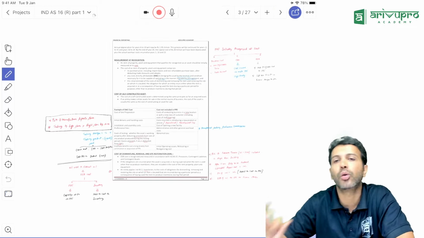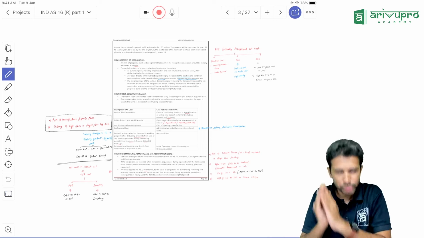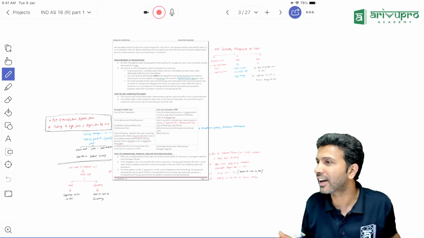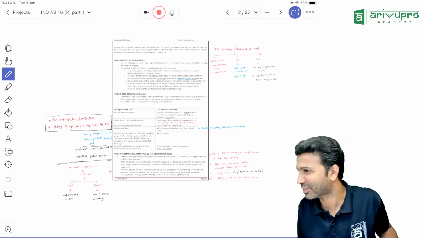And FR is a scoring paper because of the sheer volume. Be comfortable with these things. I'm sure I will get good news that all of you have scored exemptions after exemptions after exemptions. Okay, nice to hear.